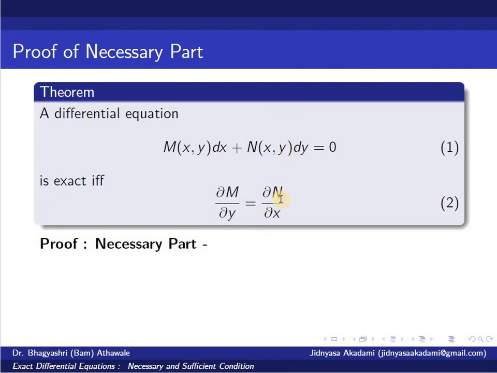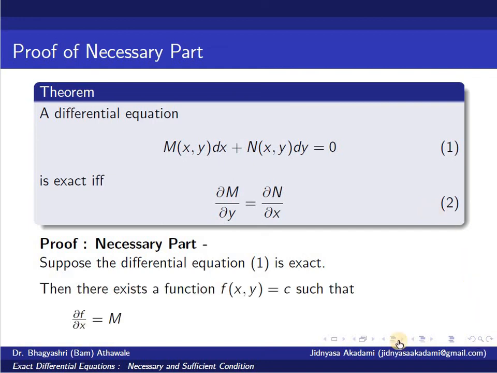So here we are assuming that differential equation 1 is exact, and we are going to prove that this is true. In fact, by determining that condition, we have proved it already, but in proper way, we have to write it as follows. Suppose the differential equation 1 is exact, that means there exists a function f such that ∂f/∂x is M, ∂f/∂y is N. So ∂N/∂x is nothing but ∂²f/∂y∂x, and ∂M/∂y is equal to ∂²f/∂x∂y.